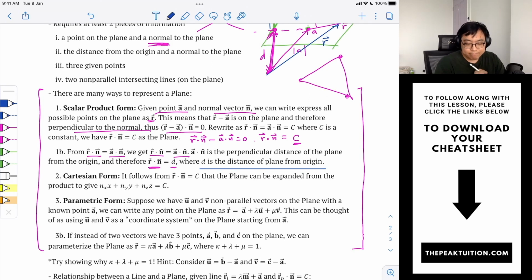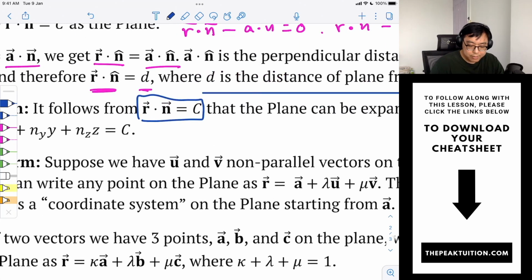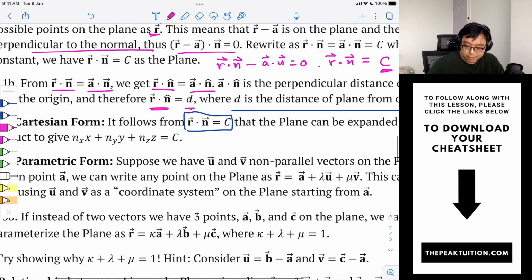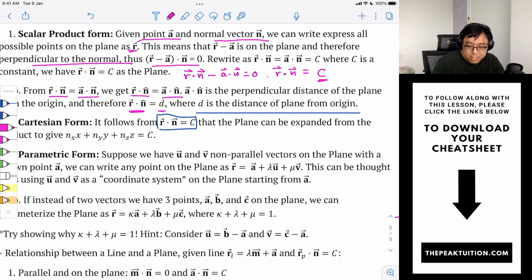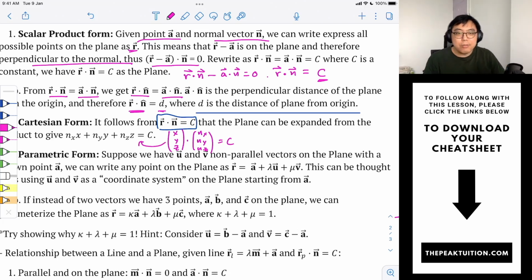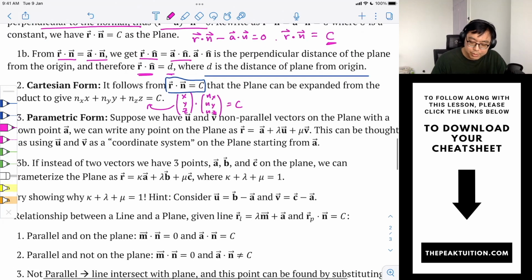Keep that in mind. Next, we have Cartesian form. So once we have this equation here, r dot n, we can write it out by just expanding it. R dot n is a dot product, so we have x, y, z dot nx, ny, nz equals c. The dot product can then be written in this form. This is the Cartesian form. Cartesian form and scalar product form can be easily converted back and forth, so this is not a big deal.